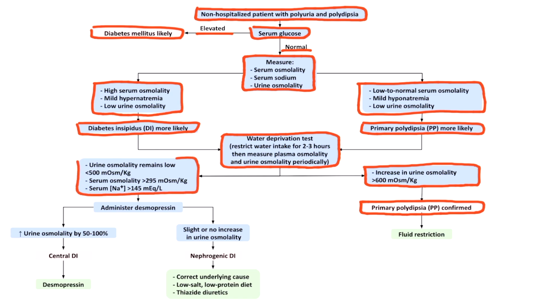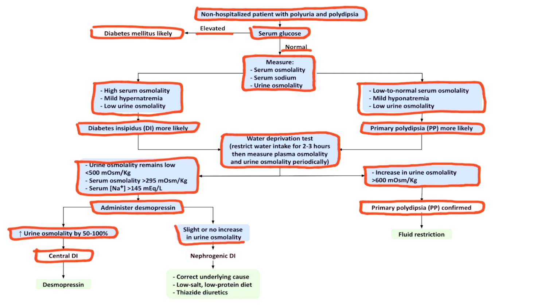However, if urine osmolality is below 700 on periodic measurements, plasma osmolality is above 295, and plasma sodium is above 145, then desmopressin is administered. If the urine osmolality rises by 50 to 100% after desmopressin administration, then the diagnosis is central DI. If the urine osmolality does not change, or if there is only a slight increase, the diagnosis is nephrogenic DI.